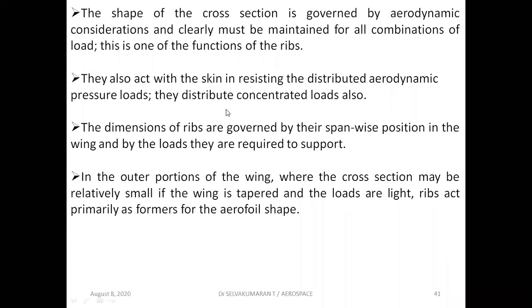The dimensions of the ribs are governed by their span-wise position in the wing and by the loads that they are required to support. In the outer portions of the wing, that is at the tip of the wing, where the cross section may be relatively small, the wing is tapered and the loads are light, the ribs act primarily as formers for the aerofoil shape.